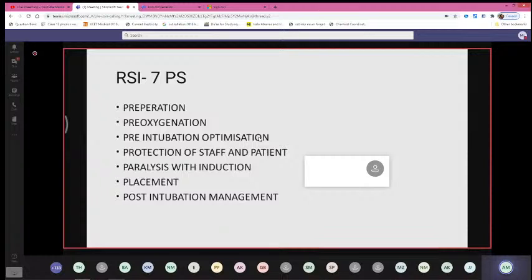And protection of staff and patient is very, very important. Adequate PPE should be worn by the performer, the assistant, and the staff assisting them. They should wear a face shield and gloves, which are mandatory. So we use succinylcholine or rocuronium for paralysis with induction, and agents like midazolam or fentanyl for induction. And once the placement of the tube is confirmed with ETCO2, we connect it to the ventilator for post-intubation management. So remember, these are the 7 Ps of rapid sequence induction.